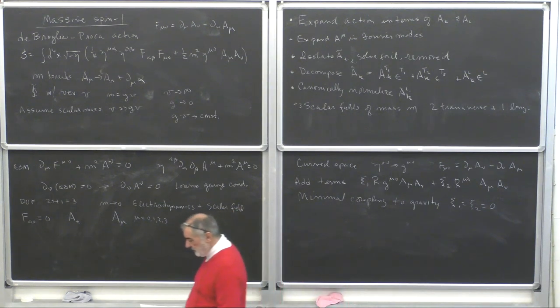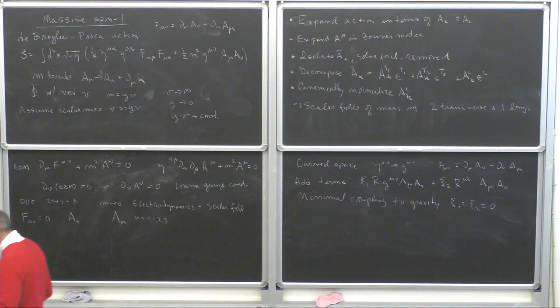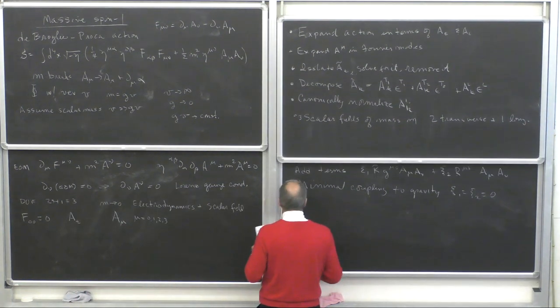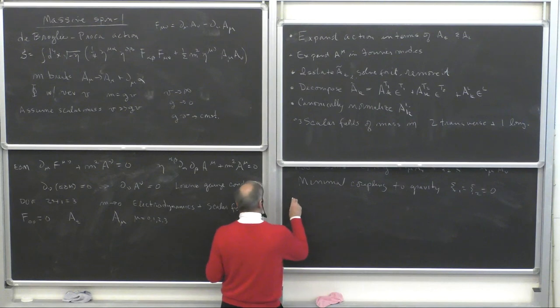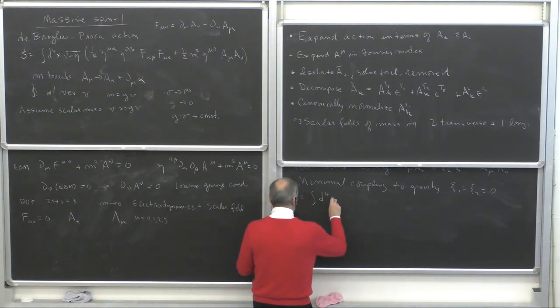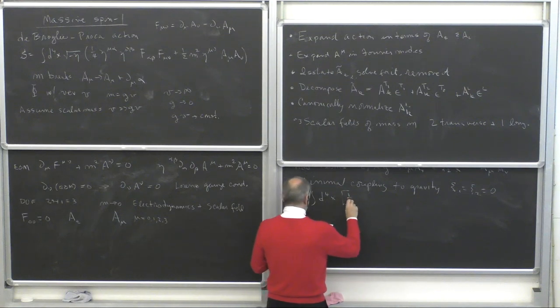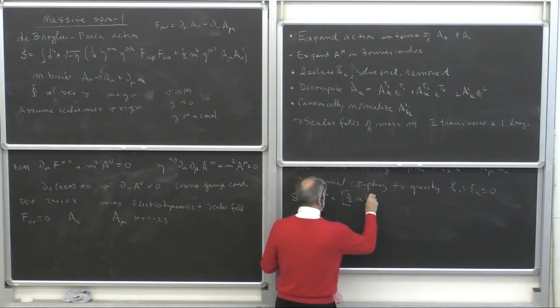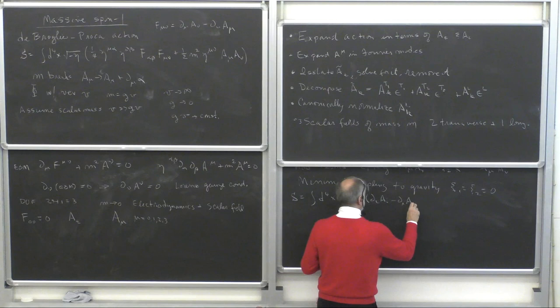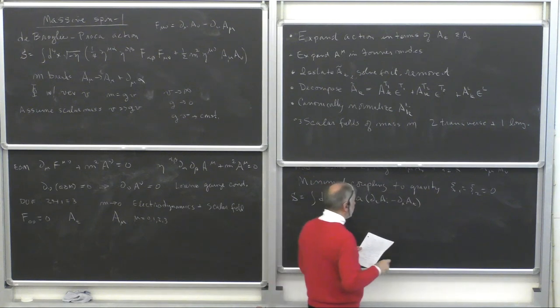And it's almost 11 o'clock. Let me write the FRW action. And then we'll break for the photo and coffee. Of course, that's the anti-symmetric part.